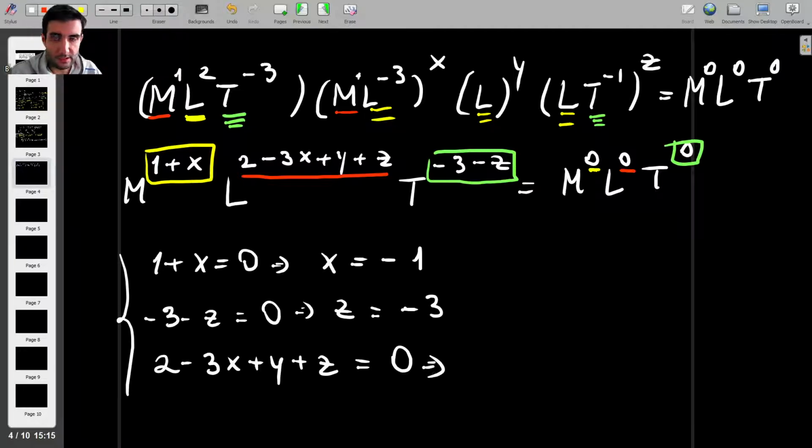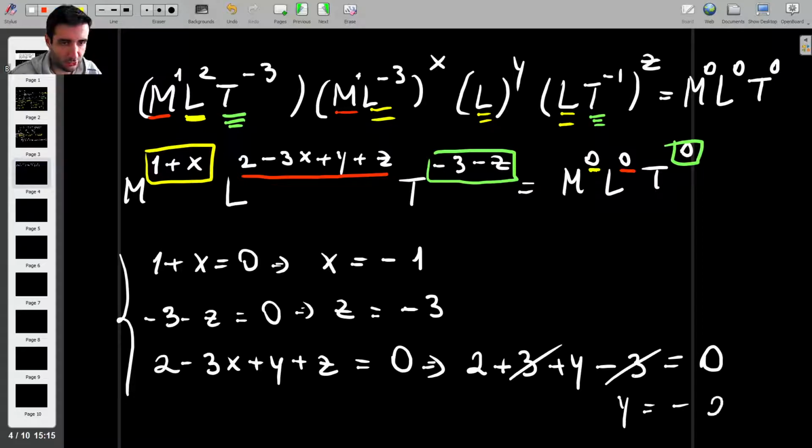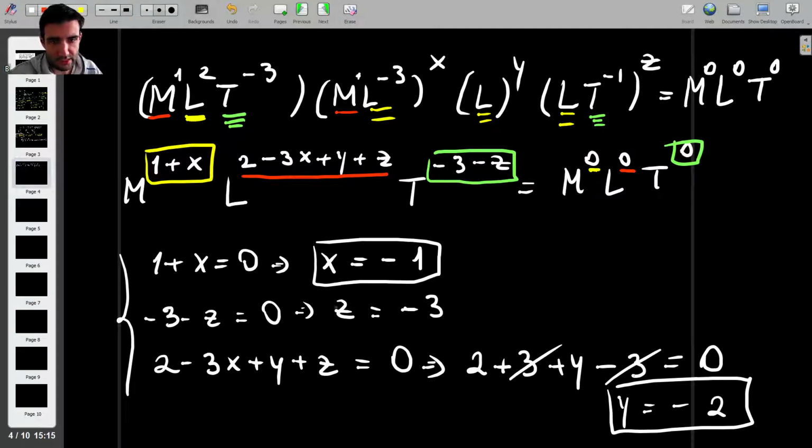Now in the last one, we can actually replace x and z by what they actually are. So 2 minus, and instead of x, I'm going to write minus 1. So this is going to be 2 plus 3 plus y, and instead of z, I write minus 3, equals 0. 3 and minus 3 cancel out, so y is equal to minus 2. So that's it. We found x, we found y, and we found z.